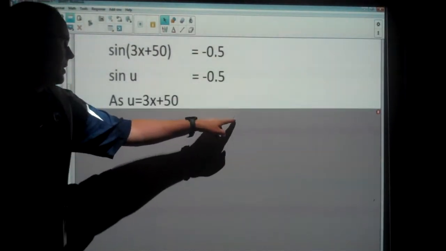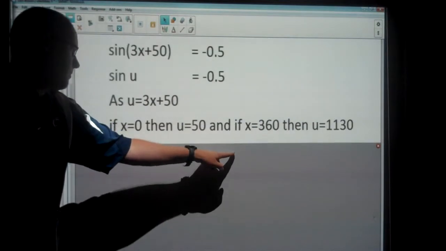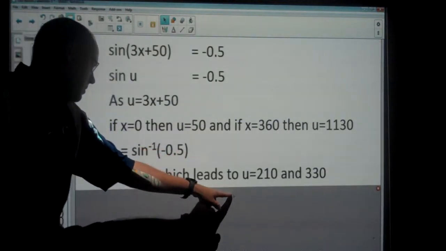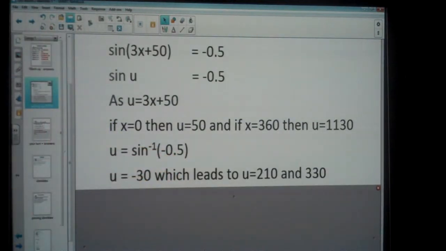So inverse sine of negative 0.5 gives us negative 30. And then using the symmetry from the graph, we can find out we've got 210 and 330. Now also, on our original question, we were going to go from 0 to 360. So as we've changed our question, we have to make sure our limits change as well.